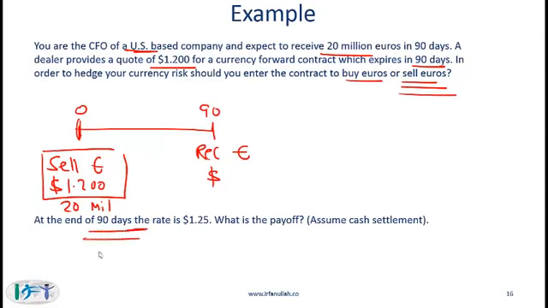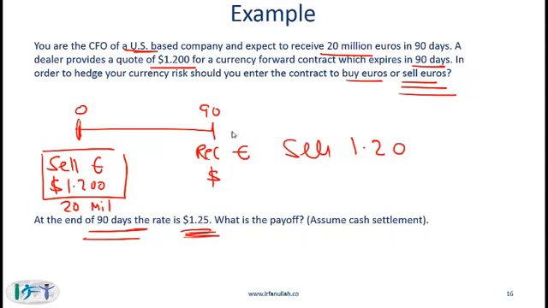Now at the end of 90 days, the actual rate is 1.25. Are you happy or not? In the context of this particular contract, you are not happy because you will be selling euros at the contract price of 1.20. Had you not gotten into this contract, then you would be selling at the market price of 1.25.